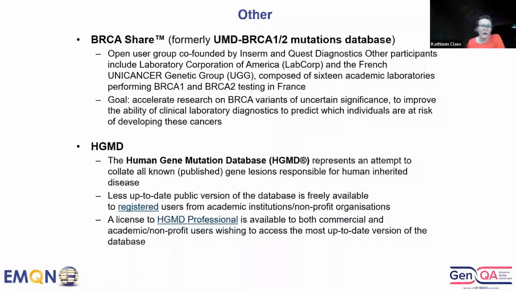So this is less accessible today, and the same counts for HGMD. Until 2015, it was freely accessible, and it attempts to collate all the known published gene lesions responsible for human inherited disease. So this was not coming from one or a group of labs. This was really published data. But now you also need a commercial license to get access to the HGMD Professional database. So I would like to end here and hand over the microphone back to Sandy and Simon for the Q&A session.